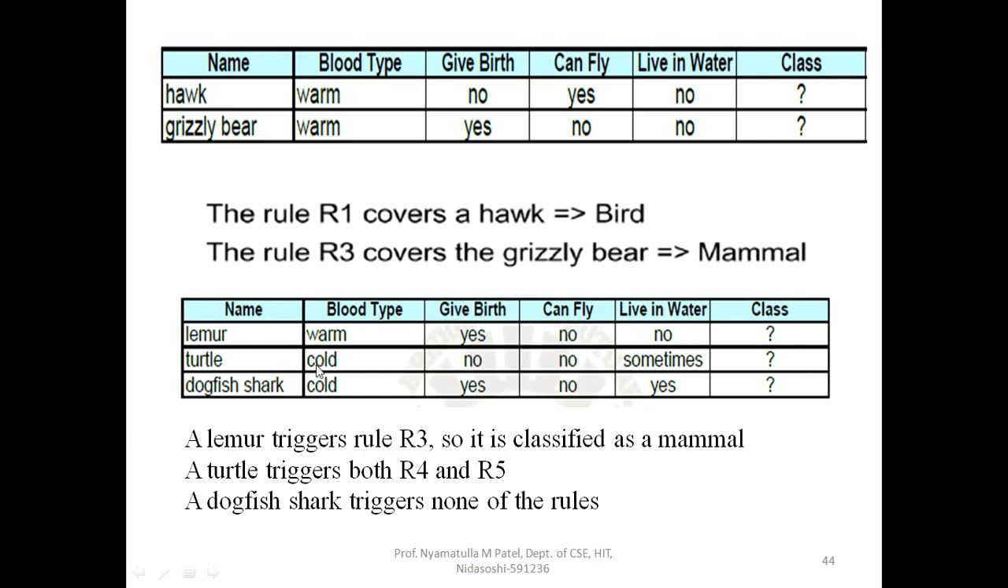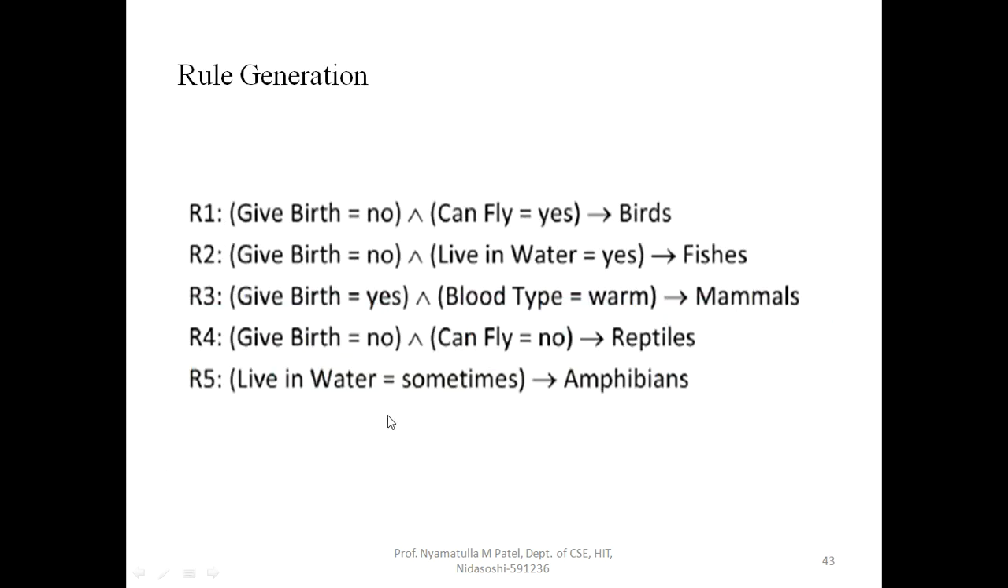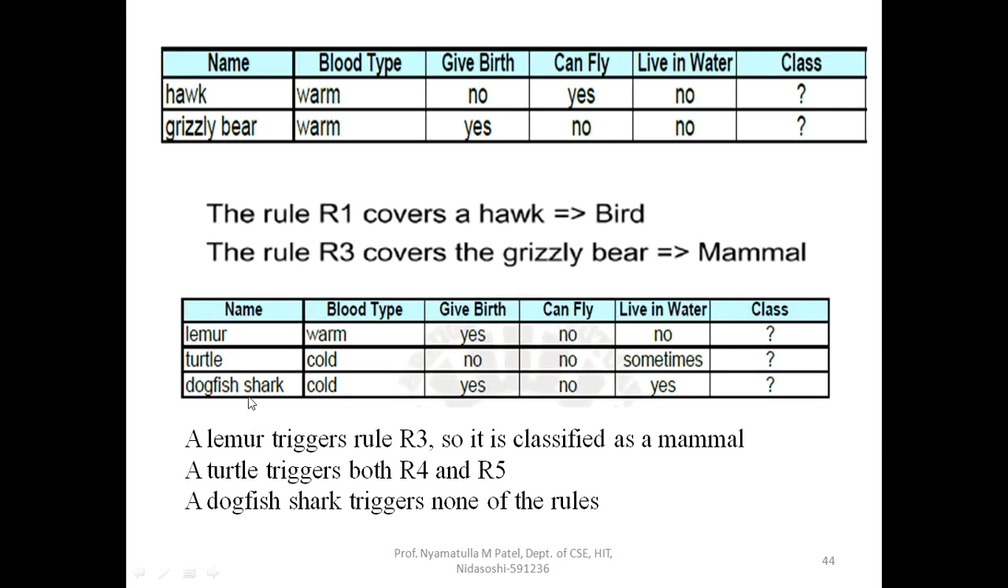Turtle: cold blood, gives birth equal to no, can fly equal to no, lives in water sometimes. So the turtle satisfies two rules. It satisfies gives birth equal to no and can fly equal to no, so it is a reptile, and it also triggers lives in water equal to sometimes, amphibians. So turtle is both an amphibian as well as a reptile.